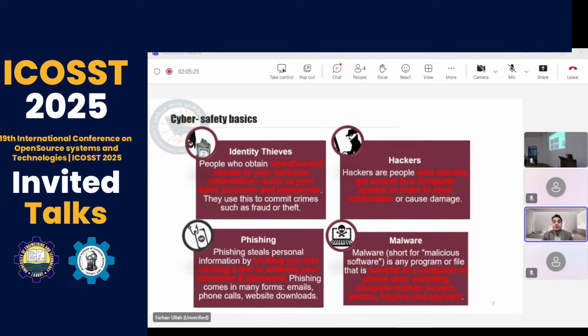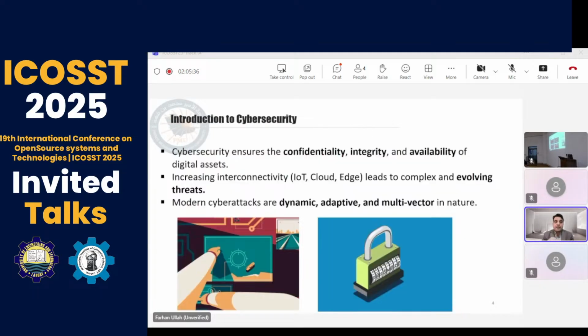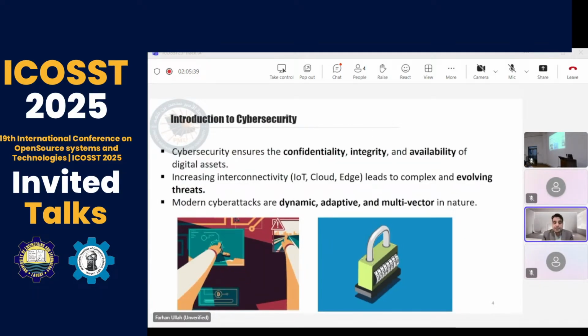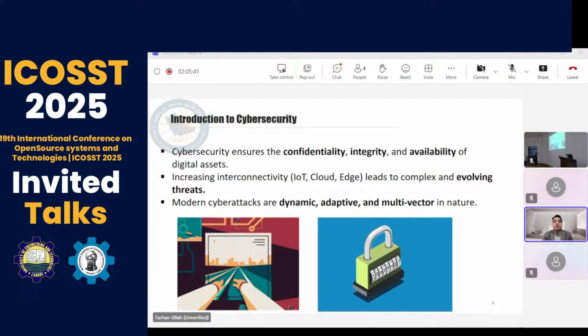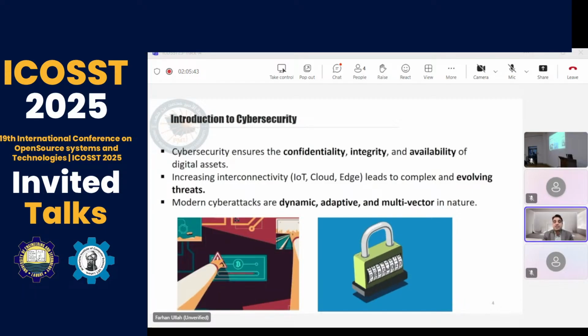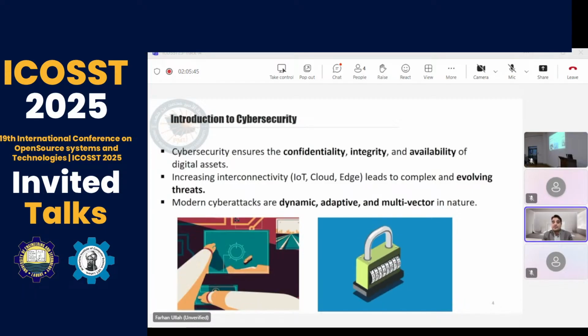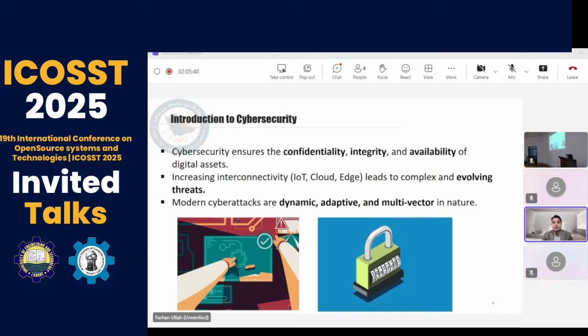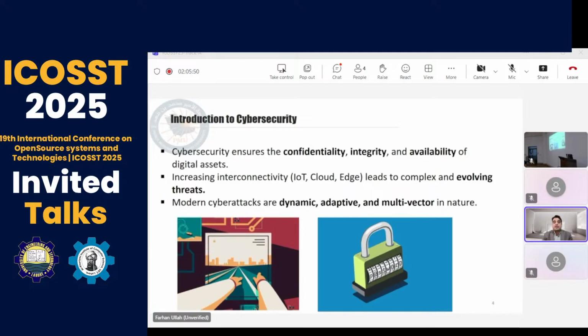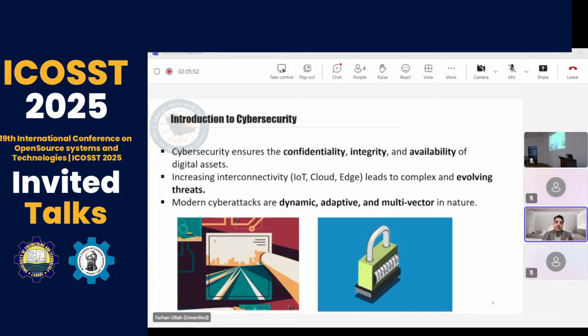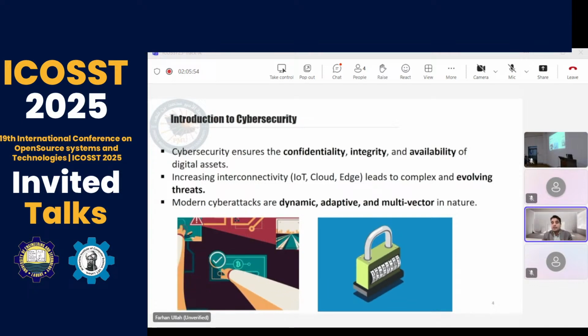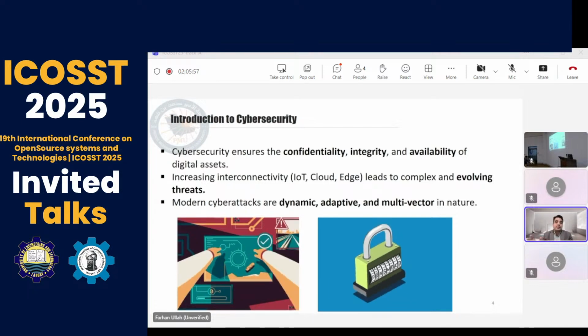They can give you some attraction, and then when you click these links, or some software, some files, or download some files, they can attack your computer using those links or files. So, the introduction of cybersecurity: basically, in cybersecurity, we need confidentiality, integrity, and availability of assets of digital information. Using these methods, we can design dynamic and adaptive methods for our research problems.